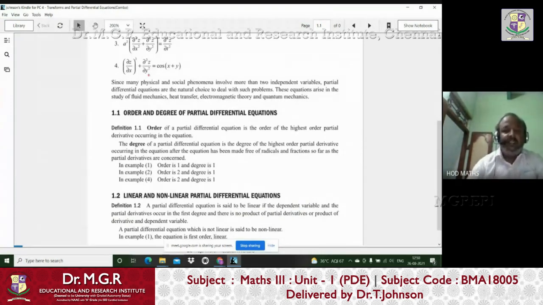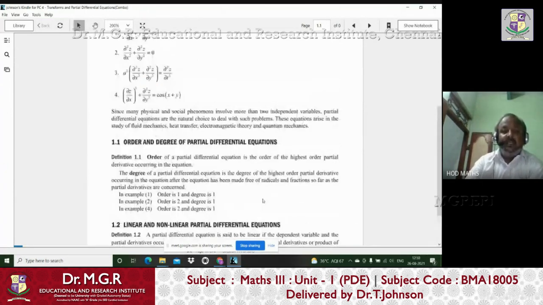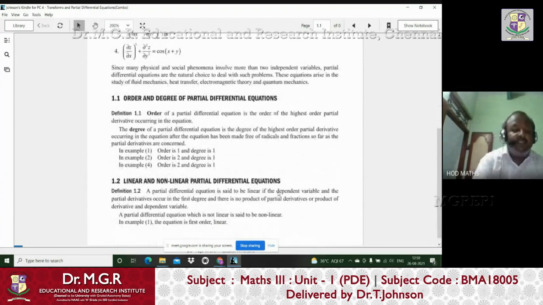Just see dou square z by dou x square. What is its power? Its power is 1. So the power should be 1, and there is no product of partial derivatives. No product of partial derivatives means this: in some differential equation you may get something like dou z by dou x into dou z by dou y minus 1 equals 0.